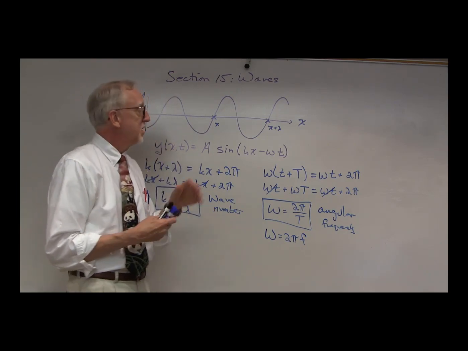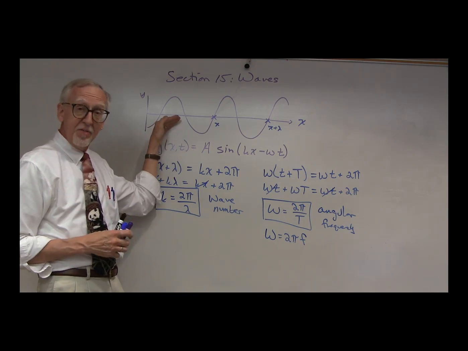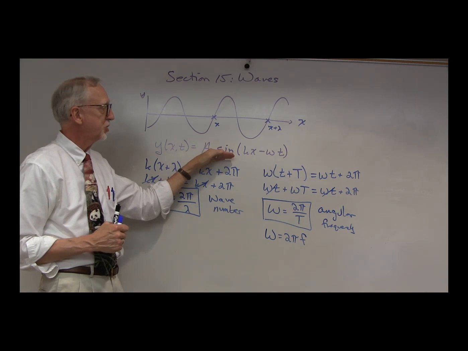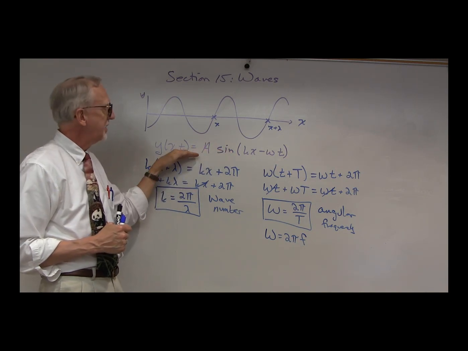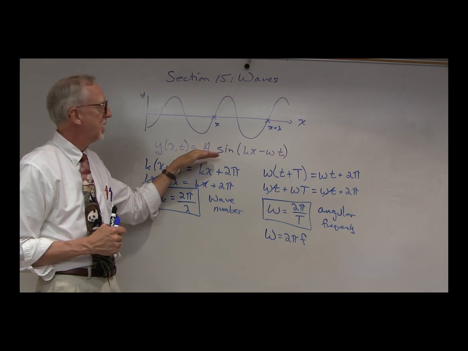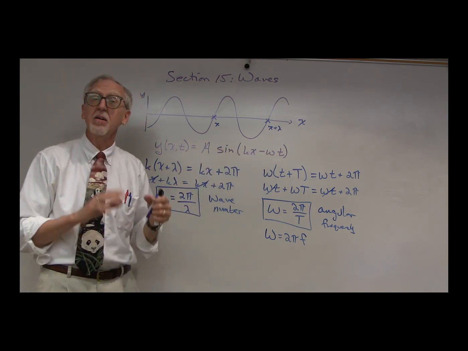Okay, great. This is a way then that we can describe a traveling sinusoidal, traveling harmonic wave. It is y as a function of x and t is equal to a, the amplitude, times sine of kx minus omega t. Okay, very, very good.